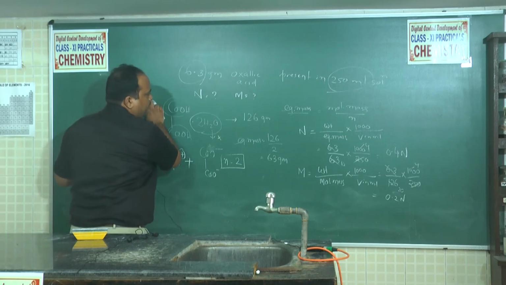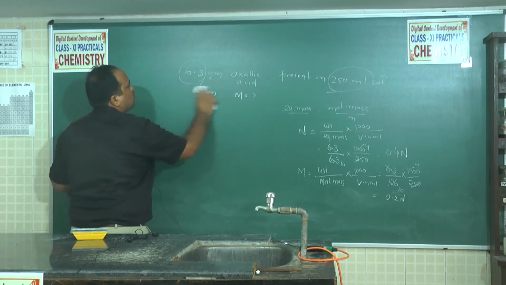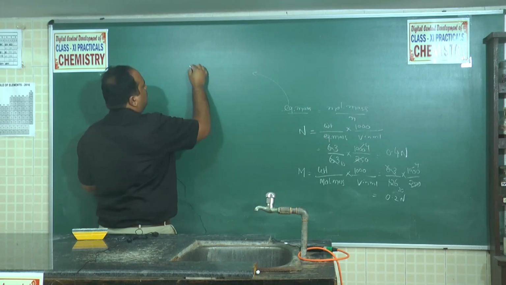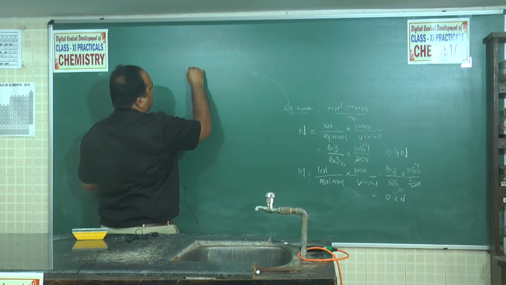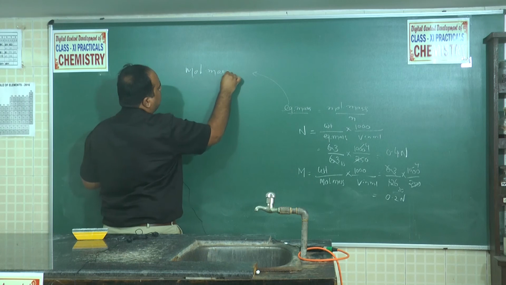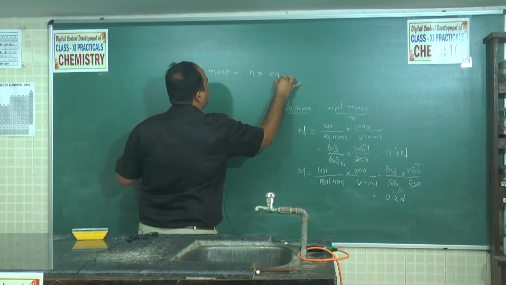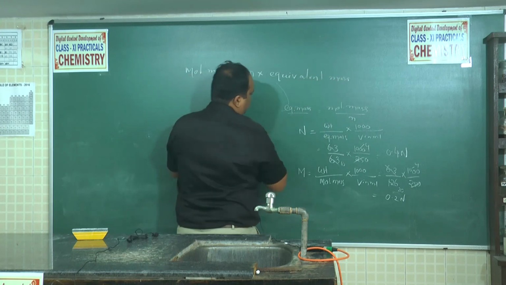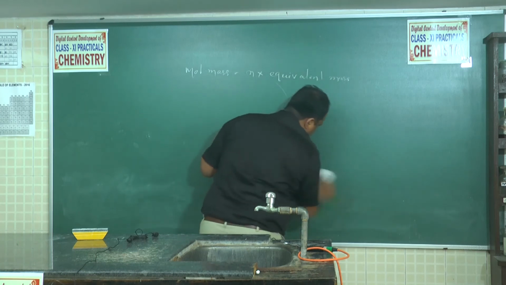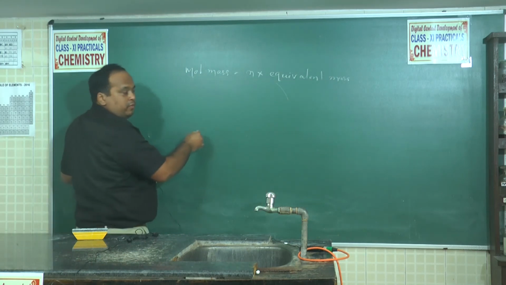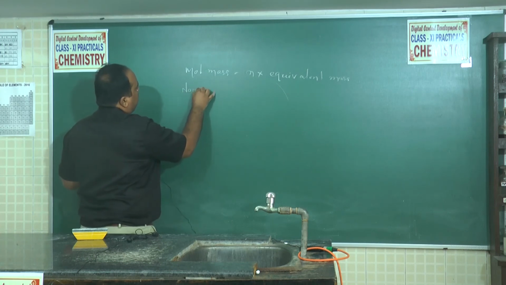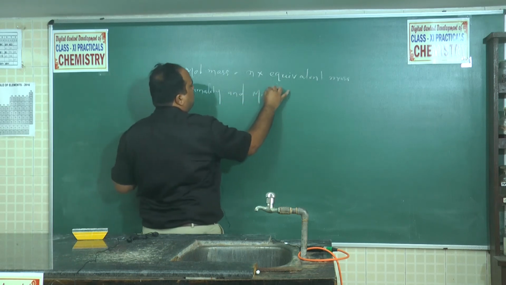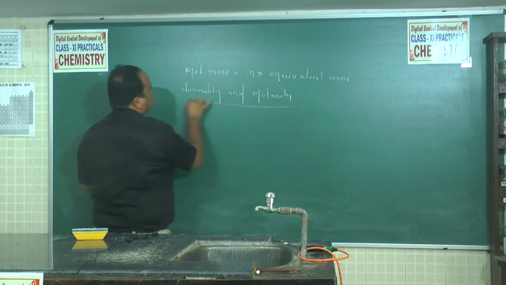And the last thing I am telling you. What is the formula you got here? Molecular mass is equal to N into equivalent mass. On that basis, we can find a relationship between normality and molarity. How do we find the relationship between normality and molarity?